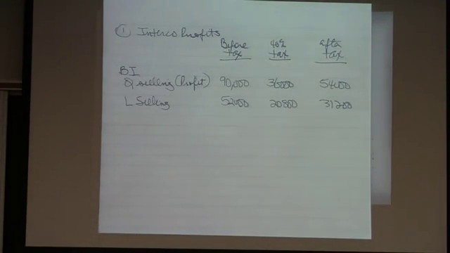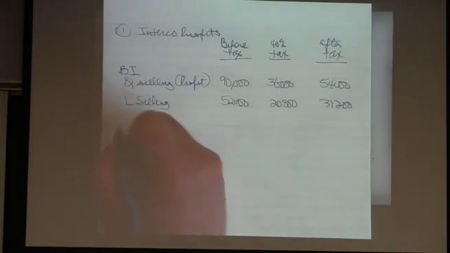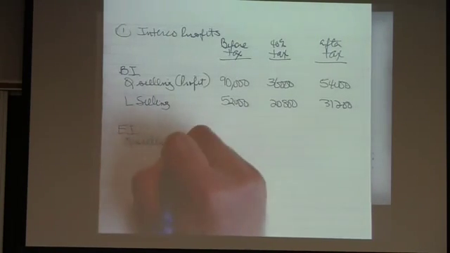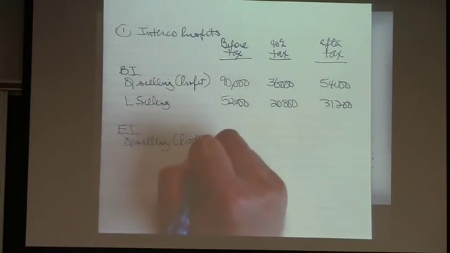Let's analyze the ending inventory. We're told that the ending inventory, again, Q selling. Again, these are profits.